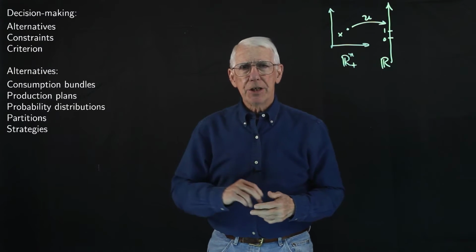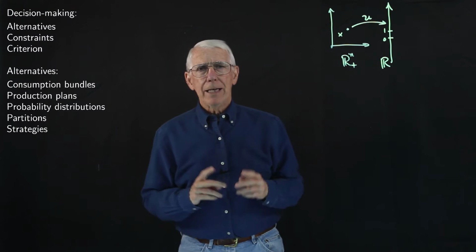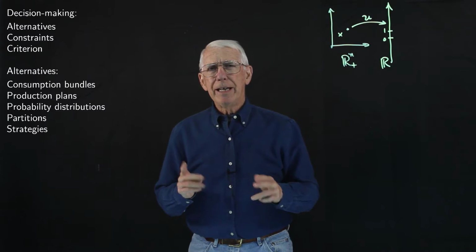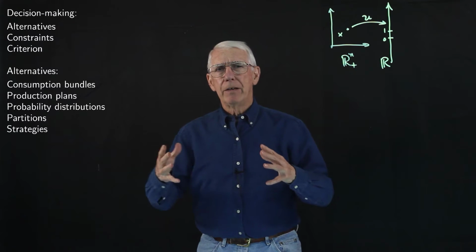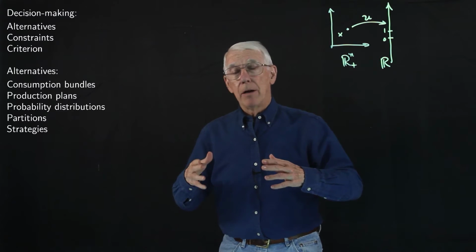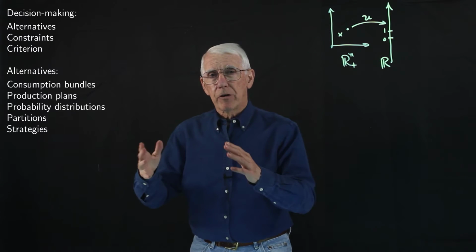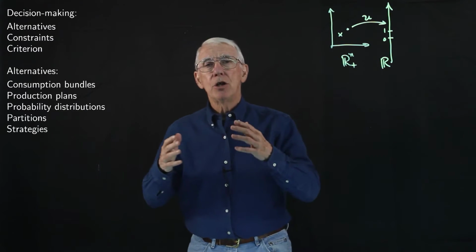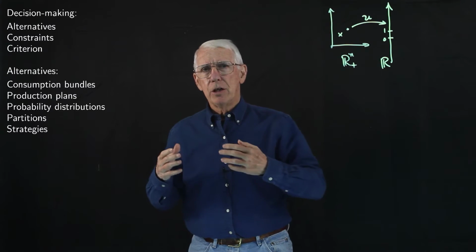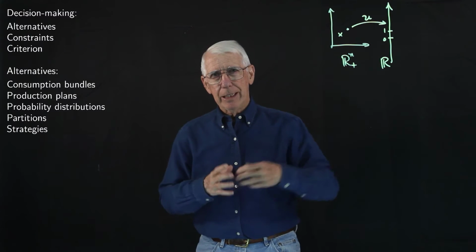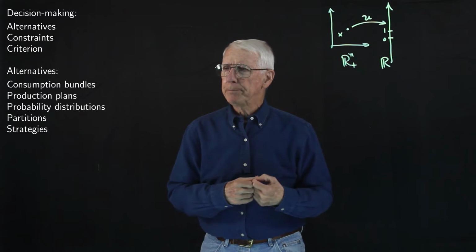The fourth thing on the list here says partitions. Well, that's a situation where the decision maker is choosing an information source, a kind of information to obtain, perhaps deciding what kind of information to obtain in order to make the real decision. So it's kind of a two-stage decision problem: choosing first the kind of information you're going to get, and then using the information to make the real decision.